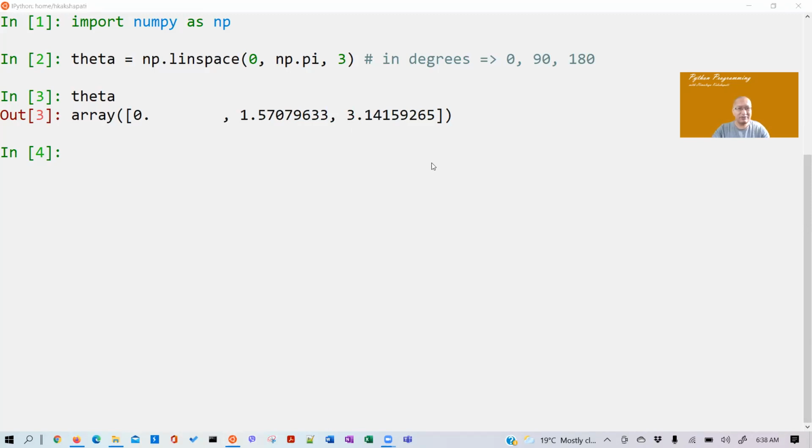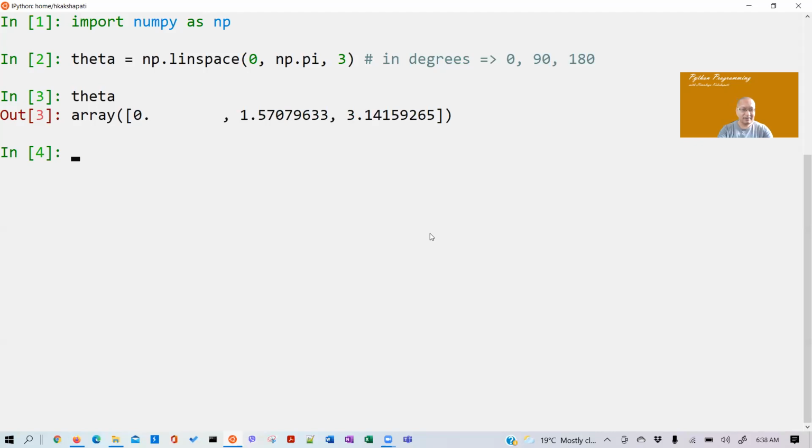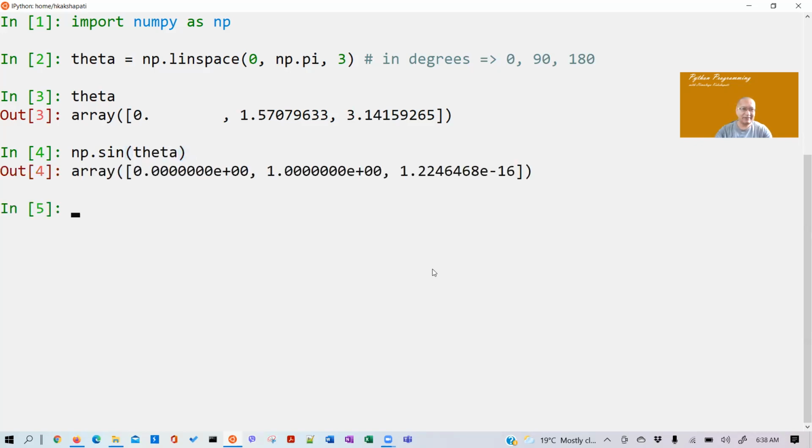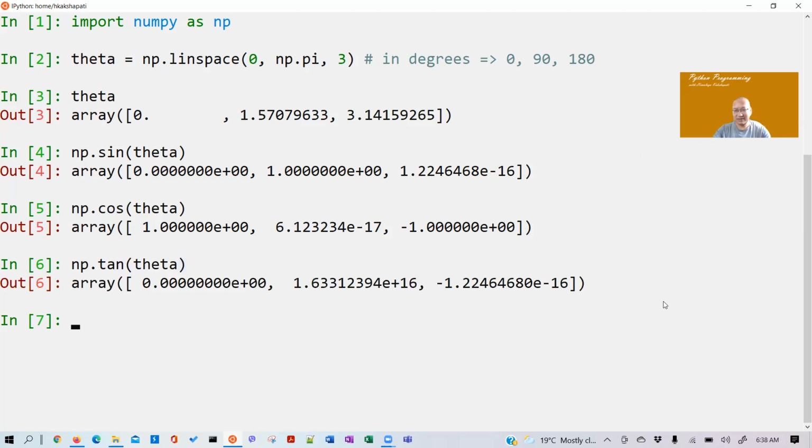And then, okay, once we have that, now let's calculate some sine, cos, tan. So let's say np.sin of theta, right? You'll see here. Okay, and then np.cos of theta, right? Likewise, we can do tan and other trigonometric functions, tangent. Let's quickly take a look.